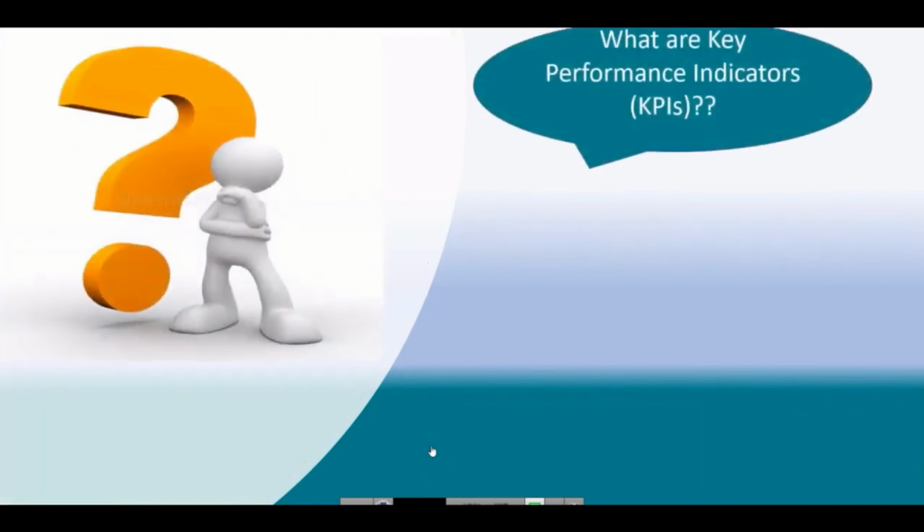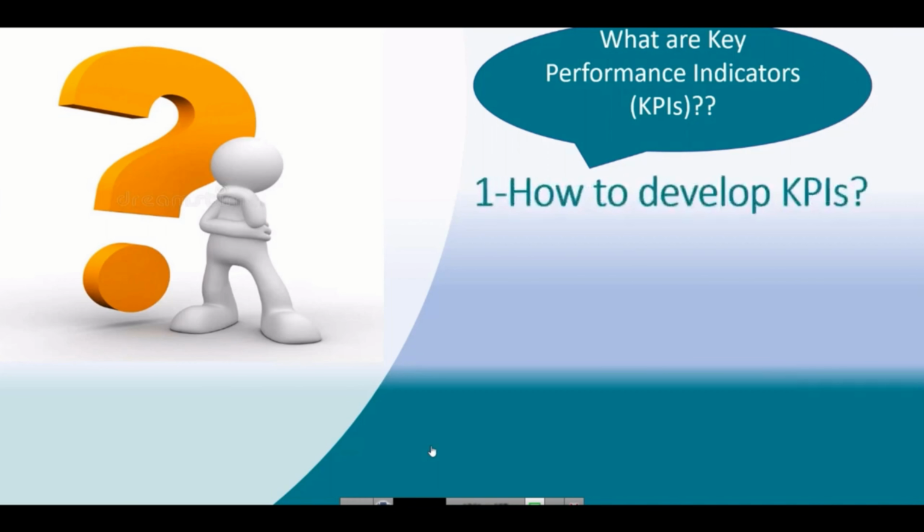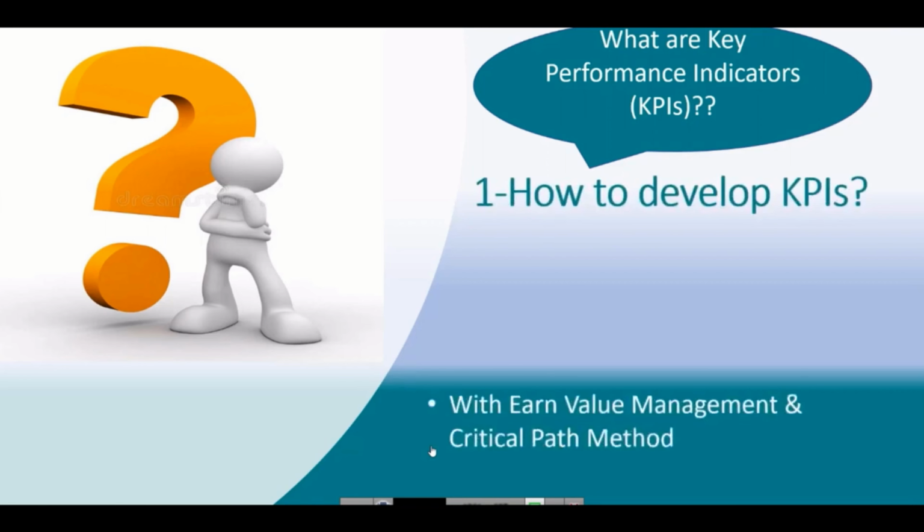So what are key performance indicators? This is a very interesting topic, because many people have a misconception about key performance indicators. People tend to relate them with quantity, as if the quantity is your KPI. No, that's not actually the case. How do we develop KPIs? First we will see it with earned value management and the critical path method, because we are working in a project and we know these are the two most commonly used techniques to control a project.